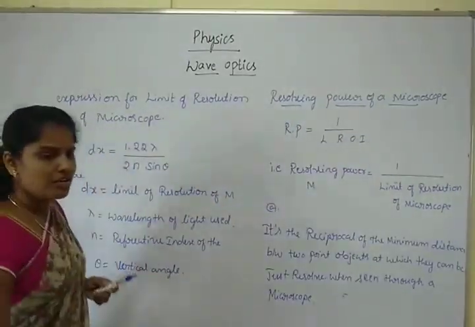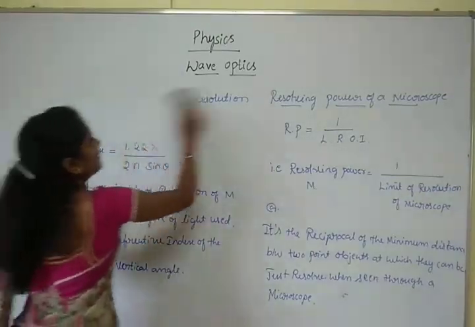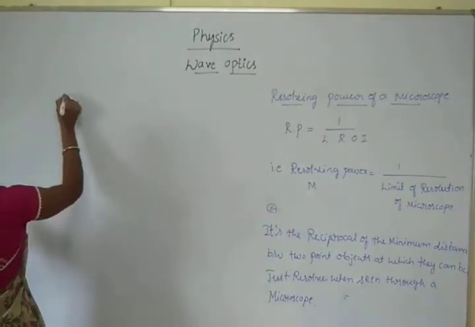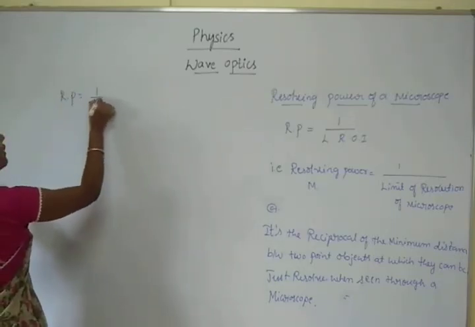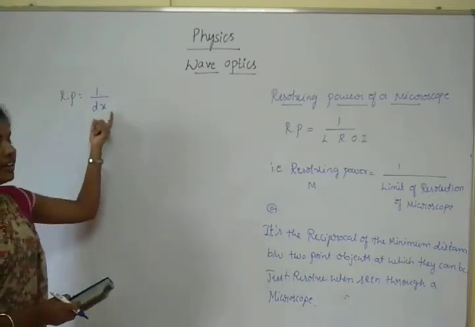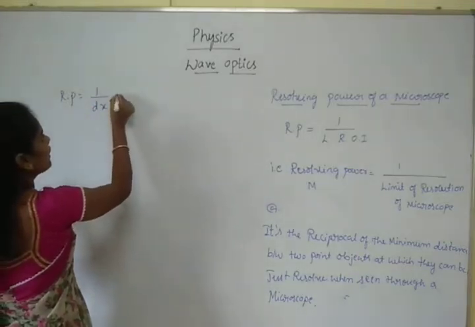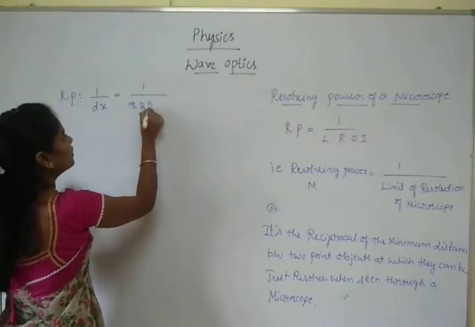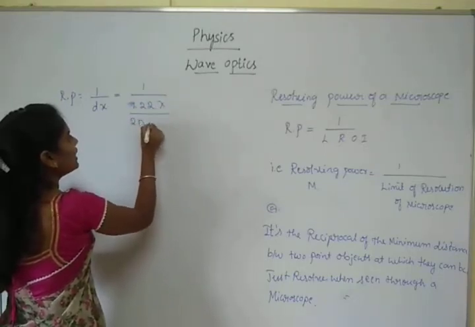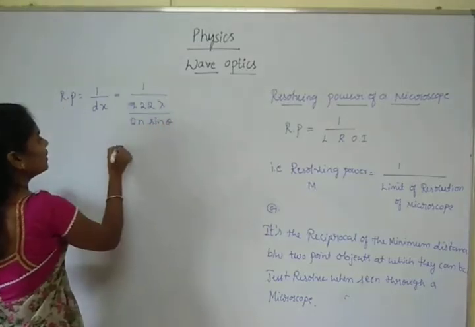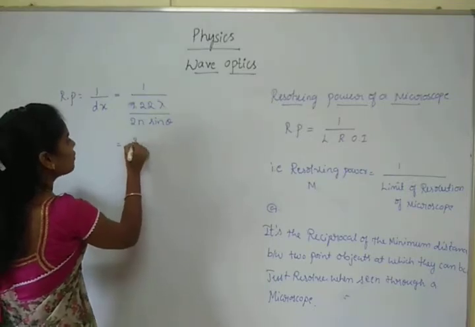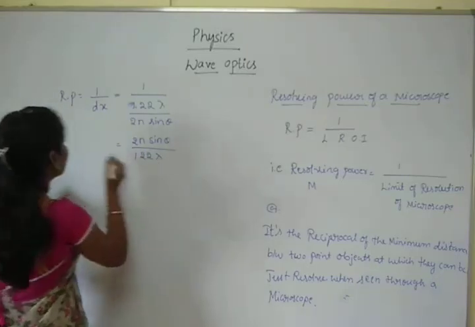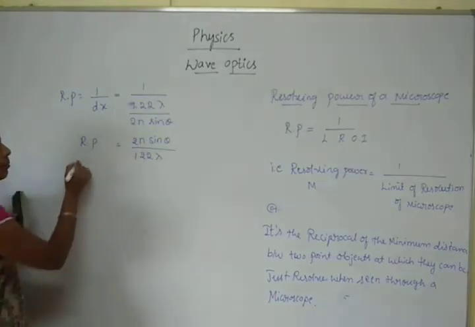Then the expression for resolving power of a microscope is like this. Resolving power equals 1 divided by dx. Here dx means the limit of resolution of a microscope. So 1 divided by 1.22 lambda divided by 2n sin theta. The denominator goes to the numerator, therefore 2n sin theta divided by 1.22 lambda. So this is the resolving power of a microscope.